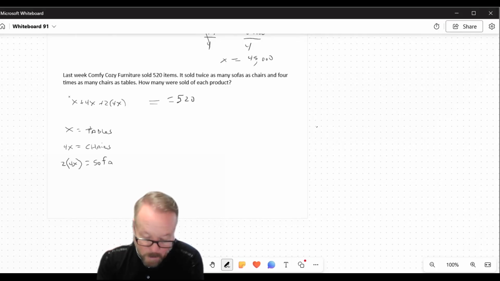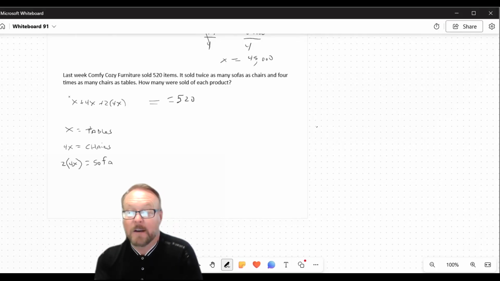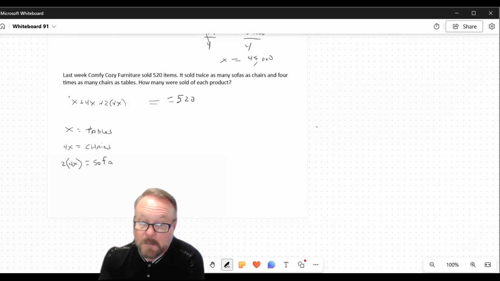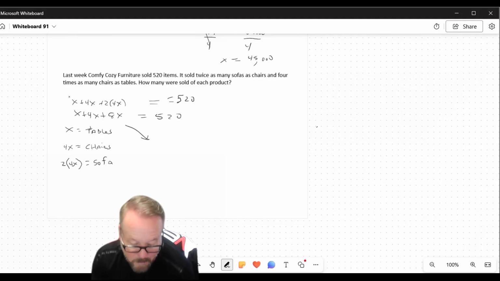All right, so we're going to do our math. First thing we need to do is get rid of the parentheses. So this would be rewritten x plus 4x plus 8x equals 520. I'm going to write it down here now. We're going to be merging some of these x's together. We can merge them all together right now if we want.